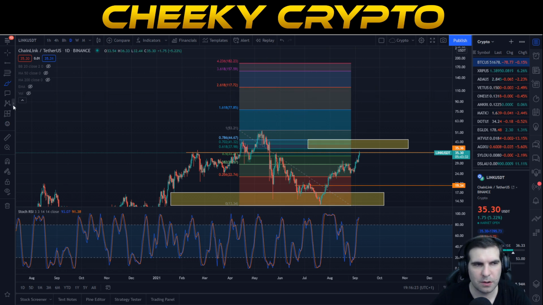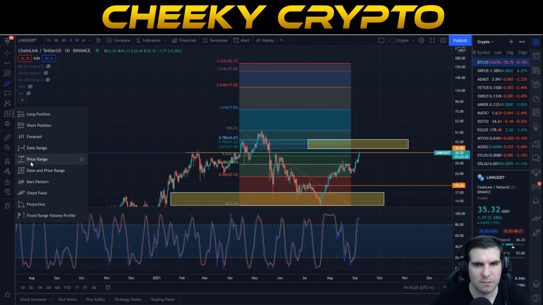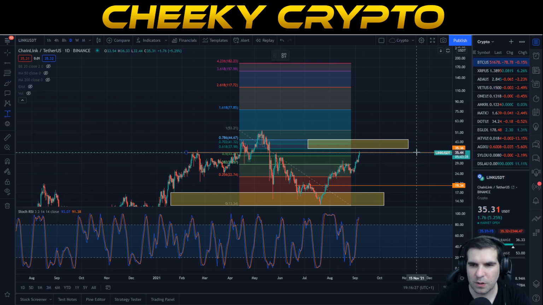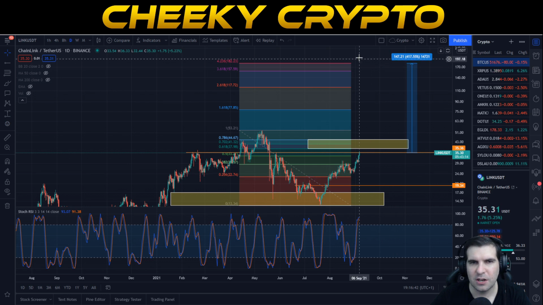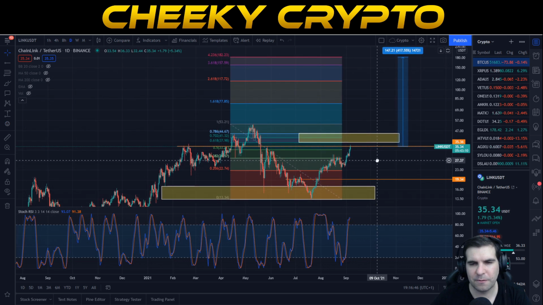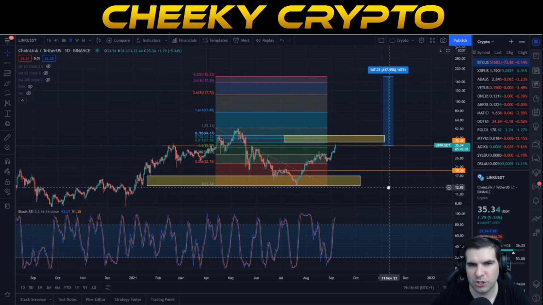So again, that's quite a lot of progress to be made, a little bit of resistance to work our way through before we get into that kind of price discovery mode. But once we do, it's going to be quite a significant run. We can see that the percentage gains on the table at this point are another 417% from the current position of $35.30 all the way up to $182.23. So lots of fantastic things on the horizon here for Chainlink.